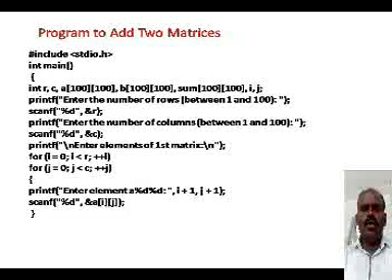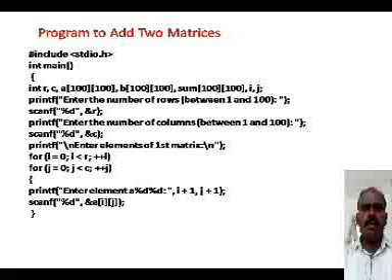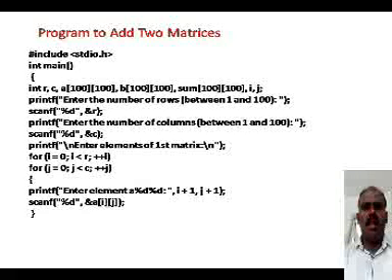Program to add two matrices. A and B are two matrices. One more matrix stores the addition of the A and B matrices. Here, integer data types are used. So int R, C, A matrix, B matrix, sum matrix, I, J variables. So all are integer data type.